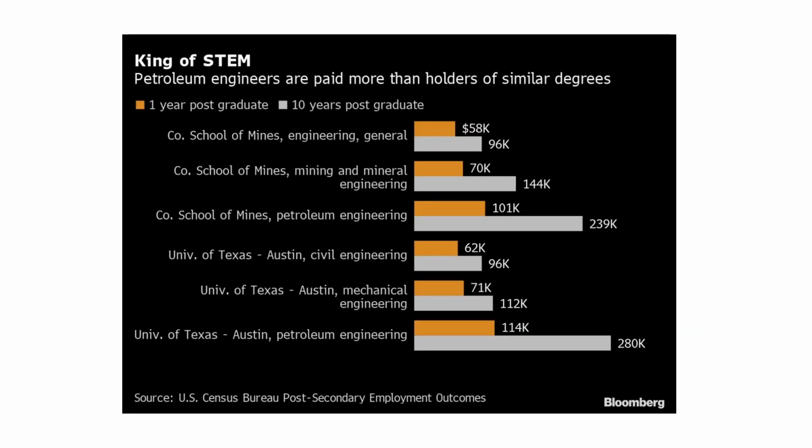This is the king of STEM. I know we had some people ask some questions about engineering and pay. So in engineering in general, if you're 10 years graduate student, 96,000 in general, 144,000 in mining and mineral engineering. Very lucrative here in petroleum engineering at 240,000. That's a pretty good pay. Starting pay is 101,000. That's really good. So petroleum engineering looks like a good spot to be.